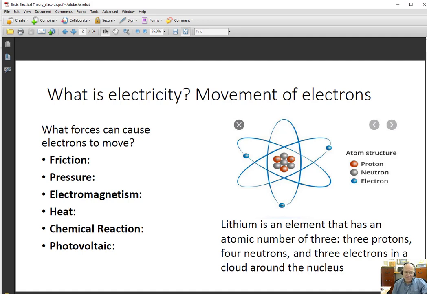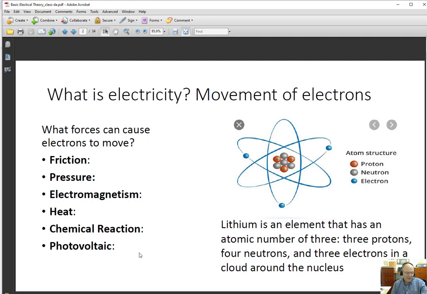Chemistry can generate electricity, a chemical reaction between various elements that can result in electron flow. And then photovoltaic, which is really unusual. In fact, in some ways, it's still the one that's hardest for me to get my head wrapped around. But those are the 6 methods that you have of forcing electrons to move and therefore generating electricity.